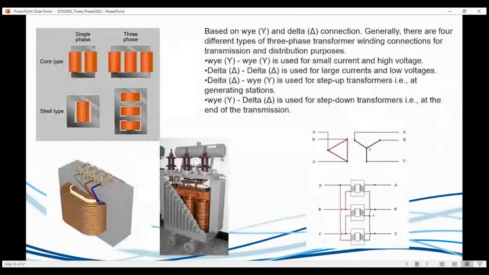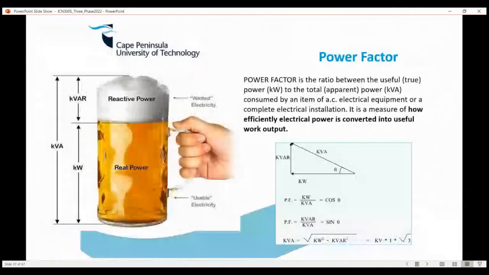Okay, this is some more applications which I put up here. Terms of star and delta. Going on to power factor. So you've obviously touched on power factor. You are aware of power factor. We just played with it a bit here. What is the power factor? The power factor is in essence the ratio between the true power to the total apparent power consumed by an AC electrical equipment. Essentially it is the efficiency of how electrical power is converted into useful work. Probably that's one of the best analogies for a lot of people.